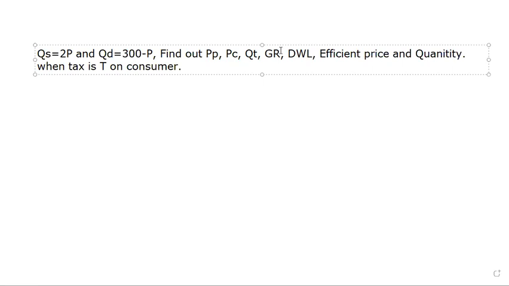Market efficiency exists when the price and quantity of a product are determined by the negotiation between consumer and producer. But when there is any tax or any kind of externality, this efficient price and quantity of the market will not exist. There will always be some deadweight loss due to market externalities.